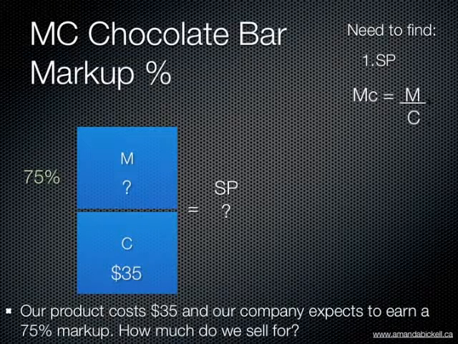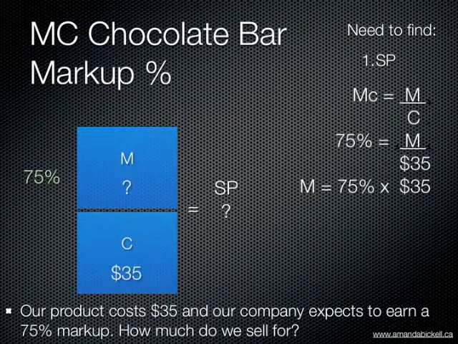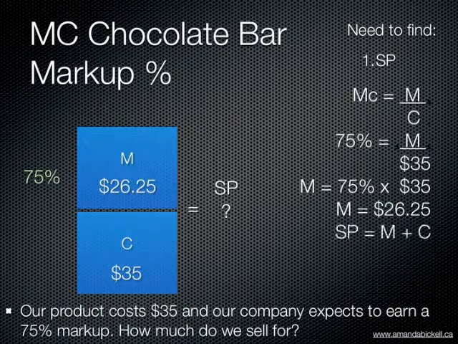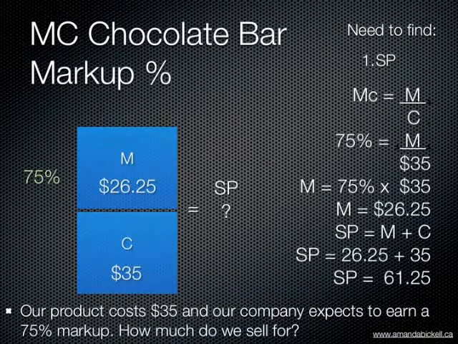We had that equation that we used just a few minutes ago, that the markup as a percentage is the markup in dollars divided by the cost in dollars. So let's fill in what we know. We can now rearrange the equation to solve for the markup in dollars. Comes out to $26.25. We can then use our fundamental equation that the selling price is the markup plus the cost, add those two together, and we come out to our selling price of $61.25.